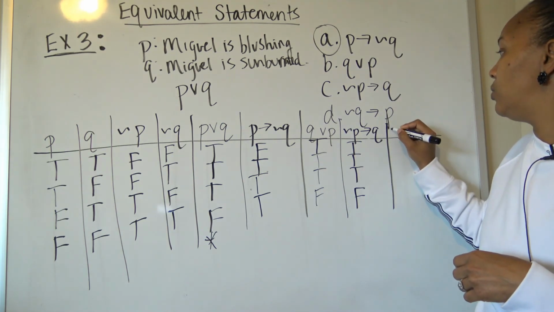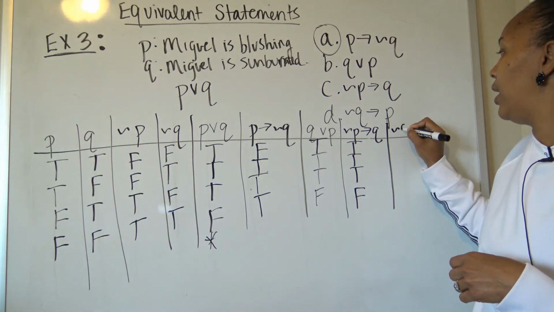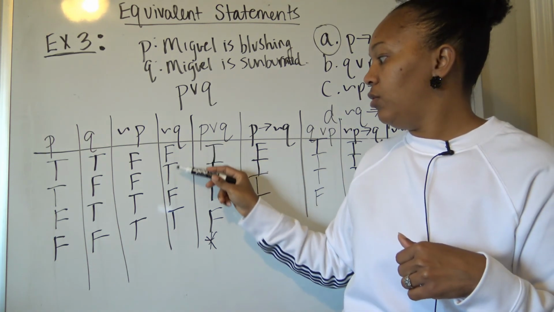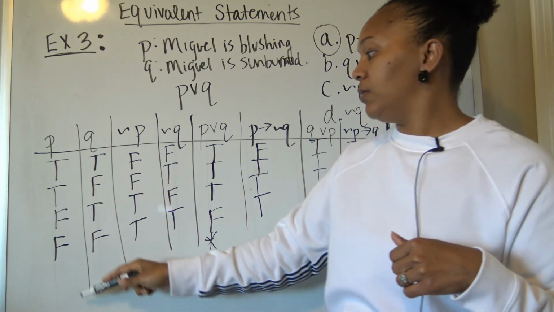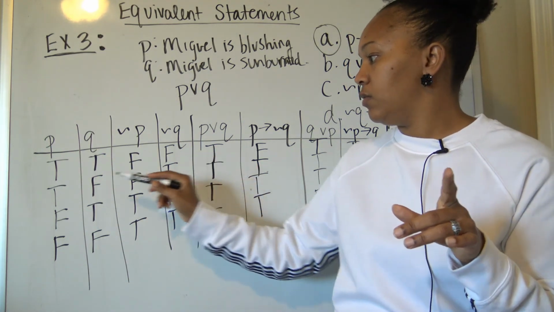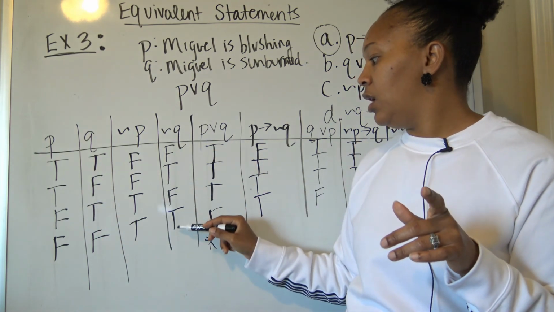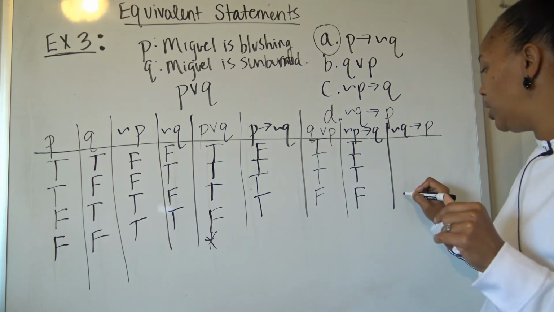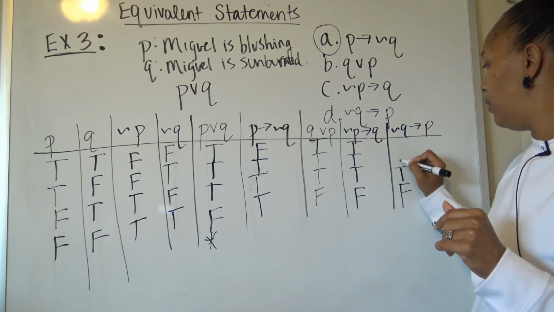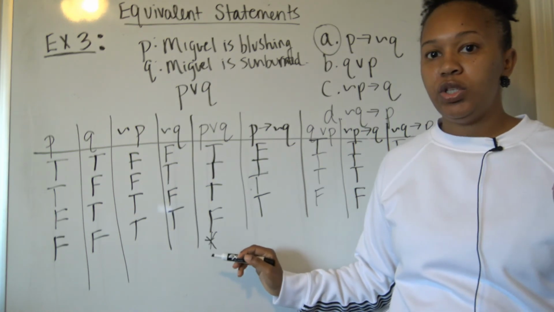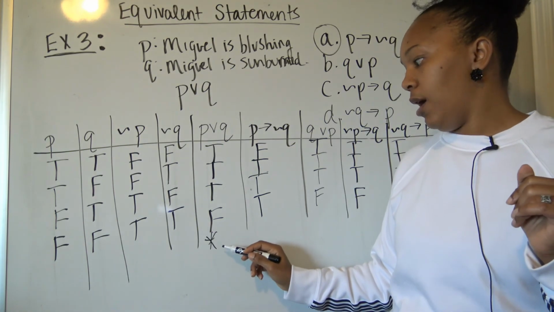And then the last one is not Q implies P. So we look at the not Q column first and then the P column second. We're looking for the case where the first one is true and the second one is false. Not that case, but that case here. So the first one is true, second one is false. That means that one is false and all of the other ones are true, which are the same truth values as the original P or Q column.